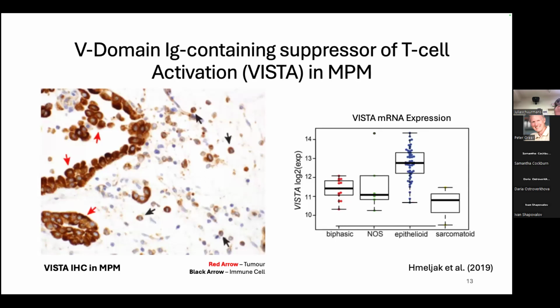Now, where is VISTA being expressed within the cancer? Up to this point, we know that VISTA is currently expressed on the tumor cells, as seen in red here, the red arrows, and then also on immune cells, as seen in black, and the black arrows.